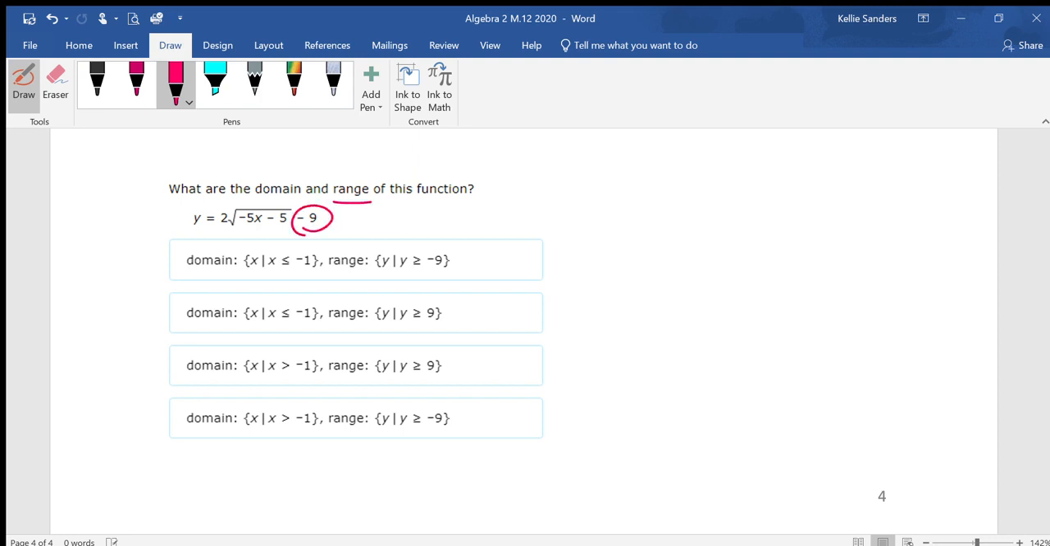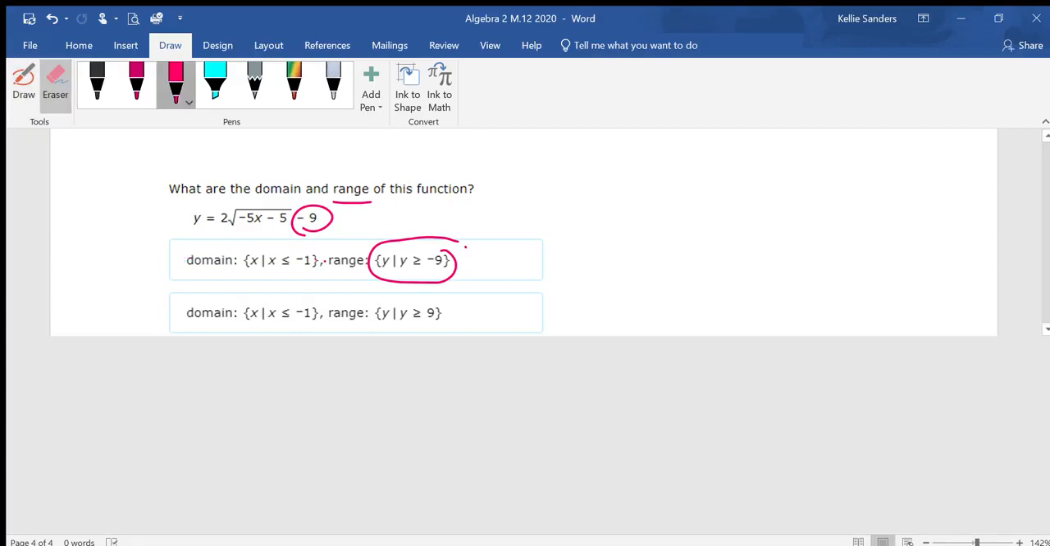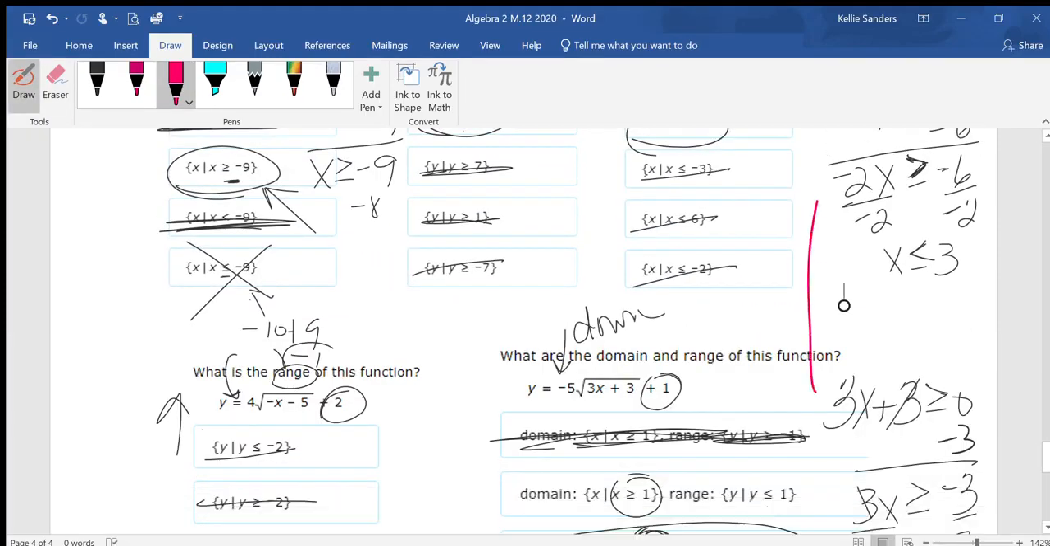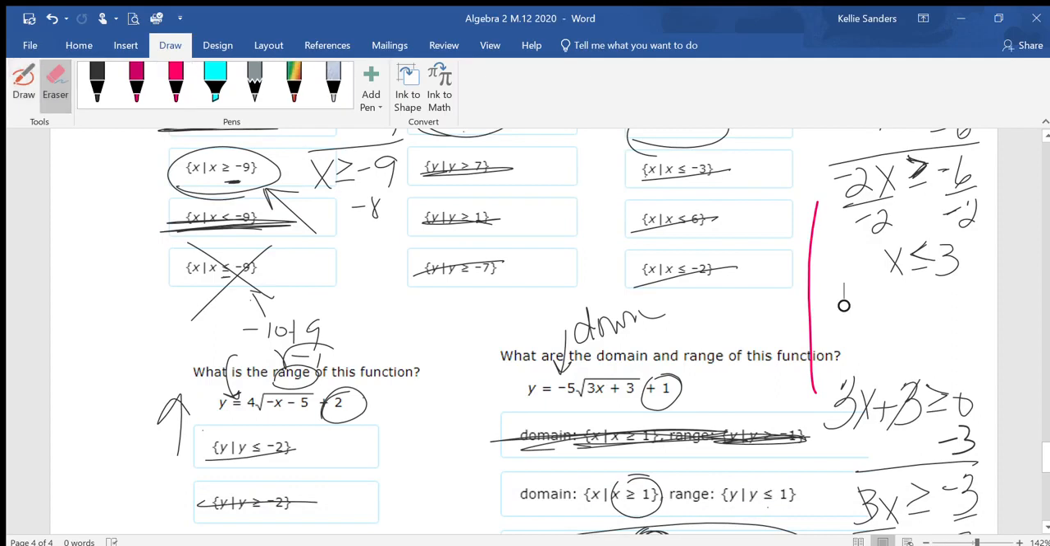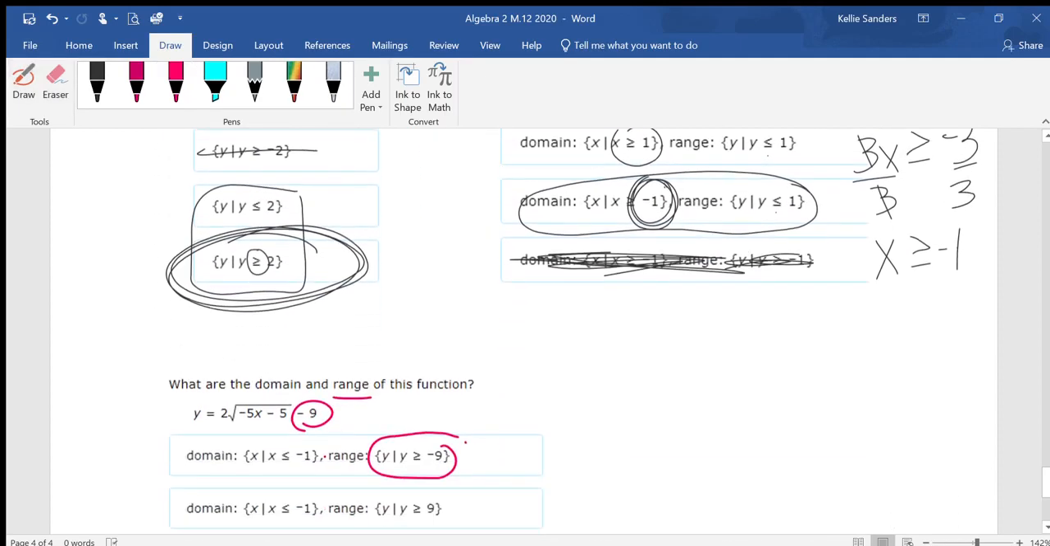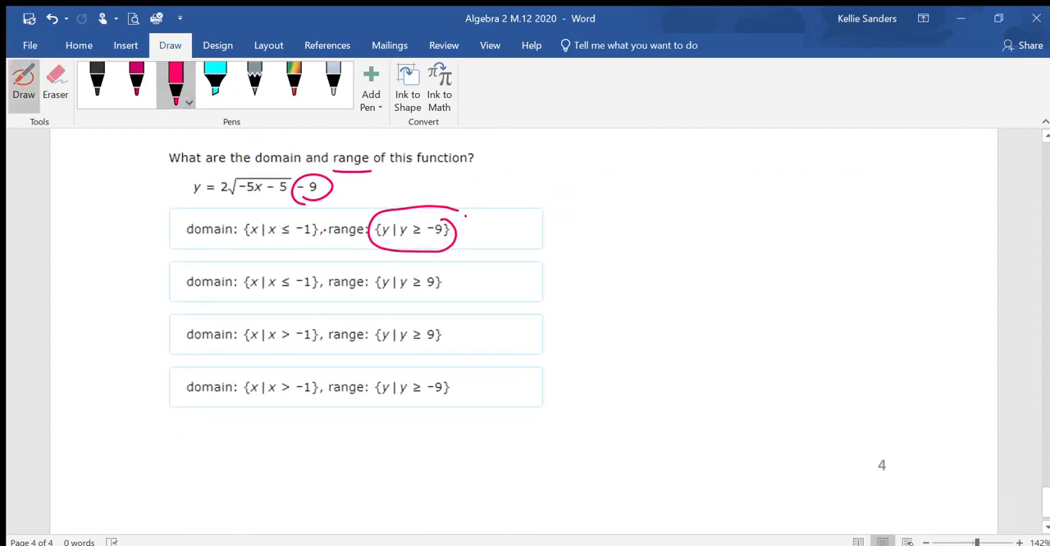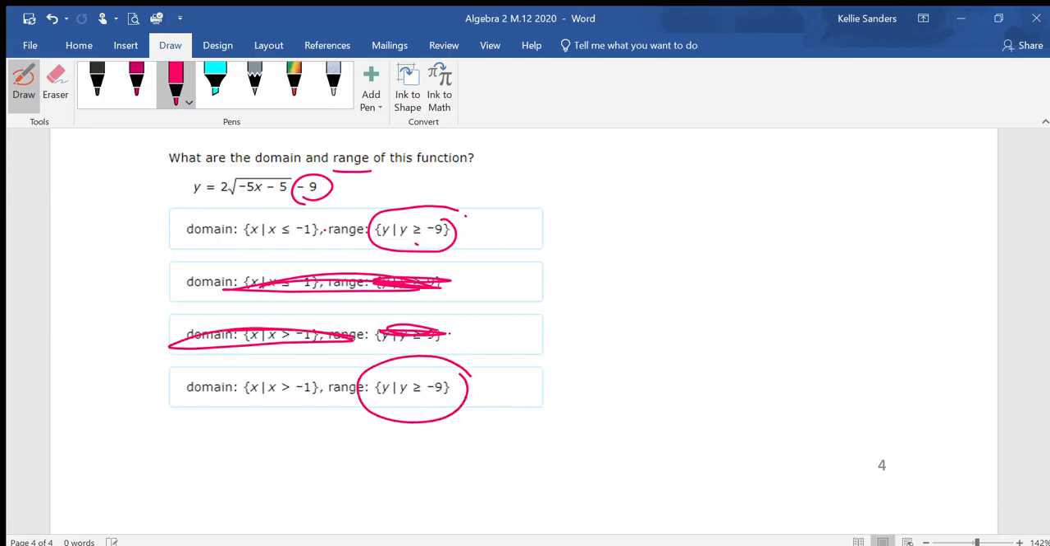Range is negative 9. Oops, nope. Negative 9. Shoot. Okay, negative 9, not negative 9, not negative 9, and negative 9. Both of the arrows are the same, so I'm not going to stress on that.